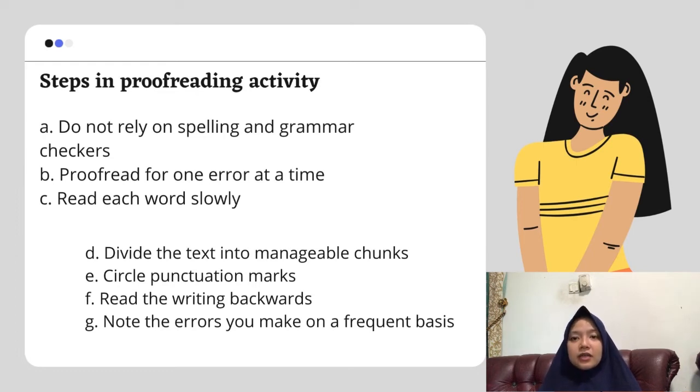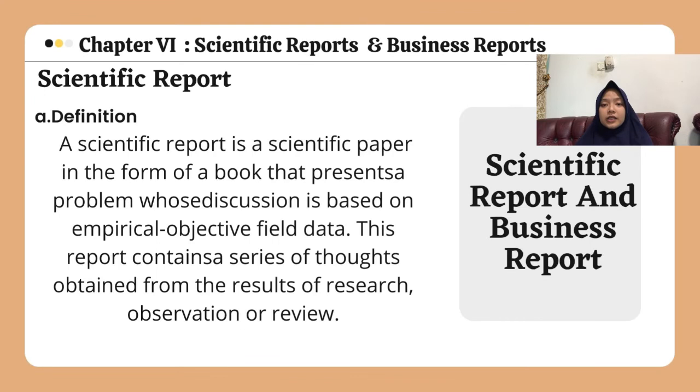E. Circle punctuation marks. F. Read the writing backward. G. Note the errors you make on a frequent basis. Scientific report and business report.